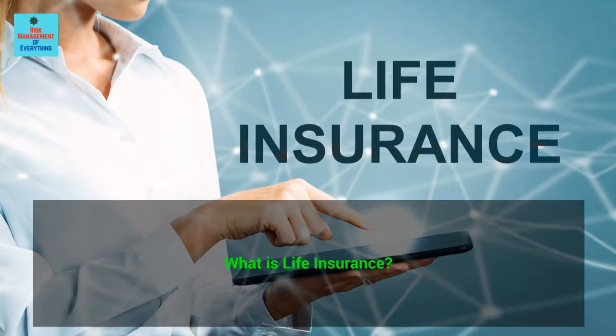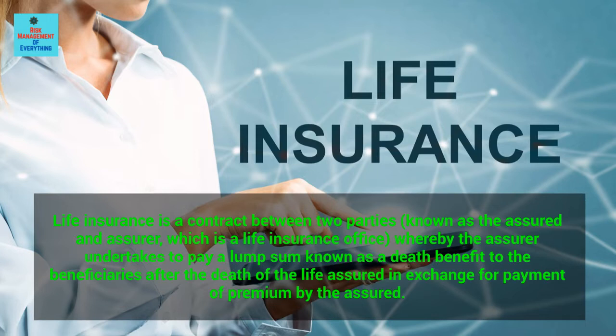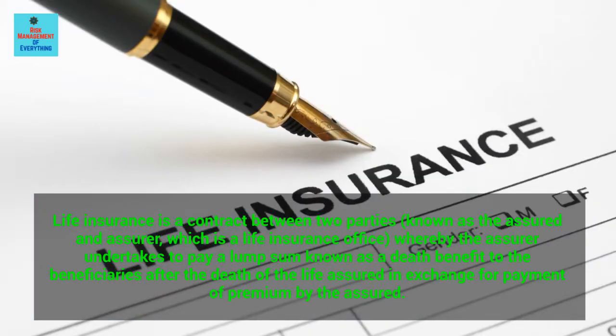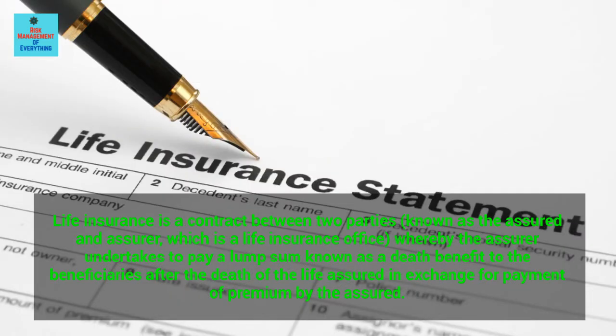What is life insurance? Life insurance is a contract between two parties, known as the assured and assurer, which is a life insurance office, whereby the assurer undertakes to pay a lump sum known as a death benefit to the beneficiaries after the death of the life assured in exchange for payment of premium by the assured.